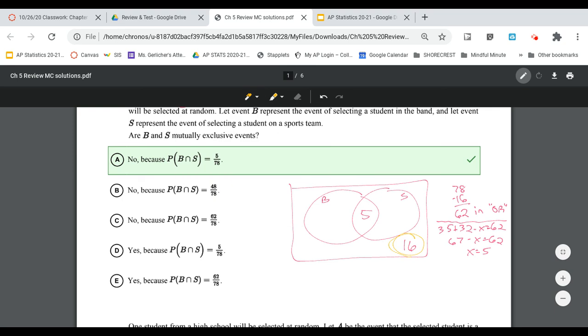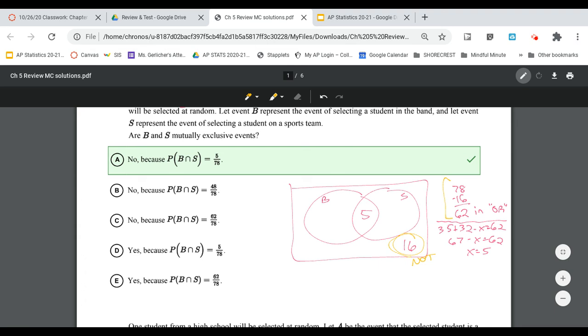Okay, so then I did 78 minus 16 to get that there's 62 in the or section, in the union of the two circles. So that includes all the parts of the circles, was 62.